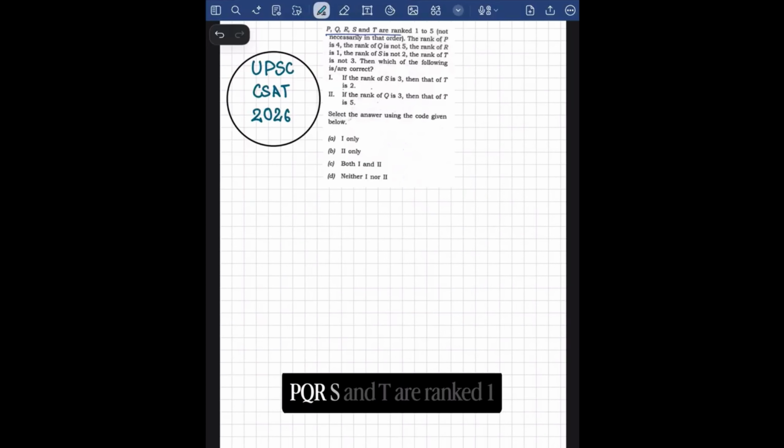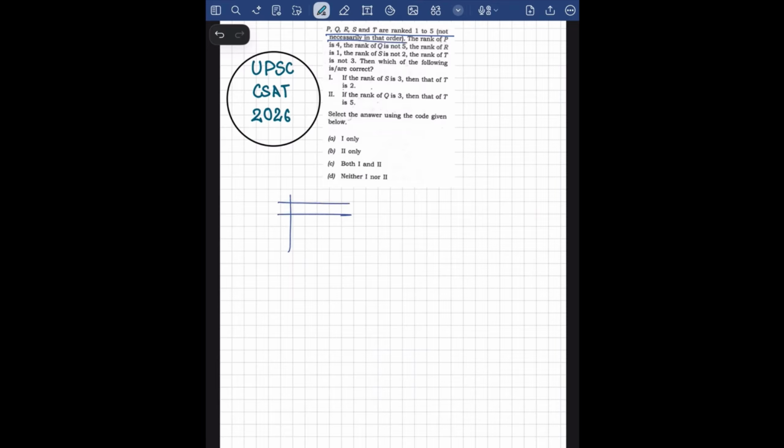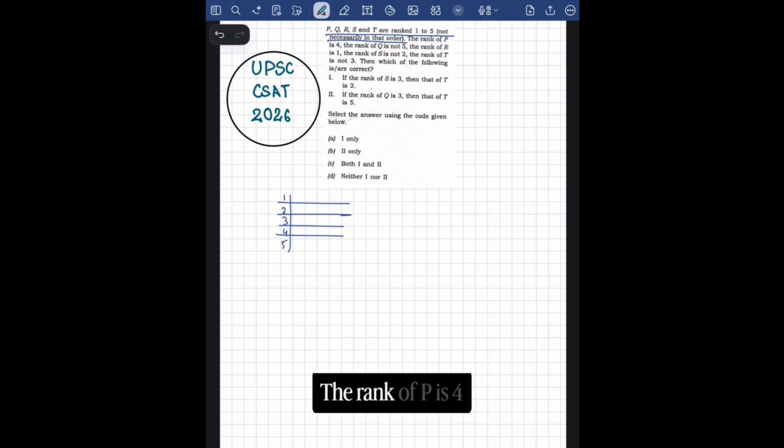P, Q, R, S, and T are ranked 1 to 5, not necessarily in that order. Let's create a table for this since it's a rank question. 1, 2, 3, 4, 5. The rank of P is 4. Let's place P in the 4th position.